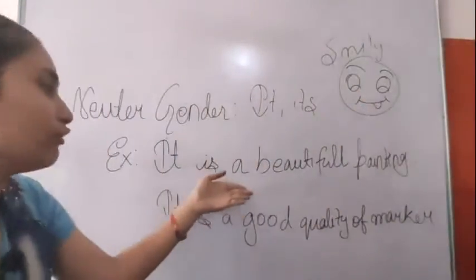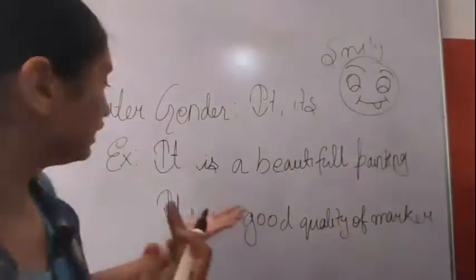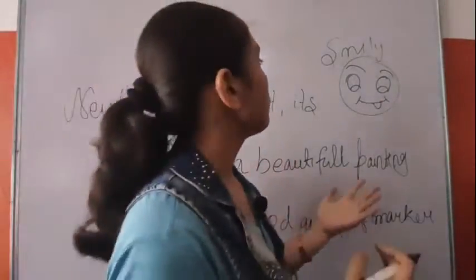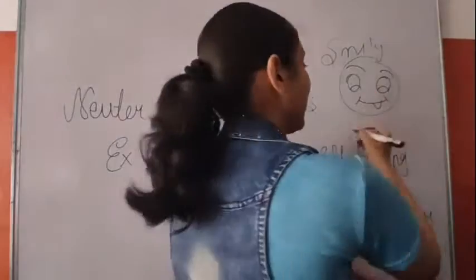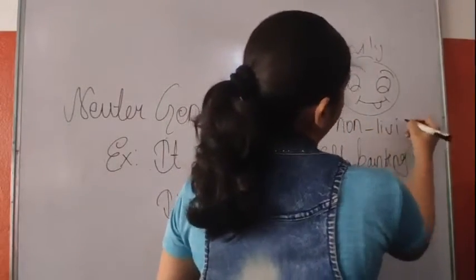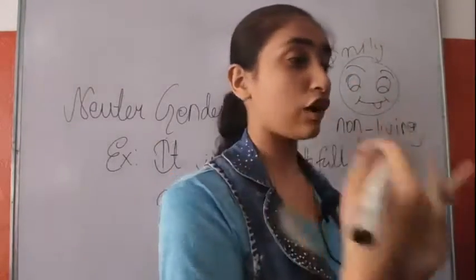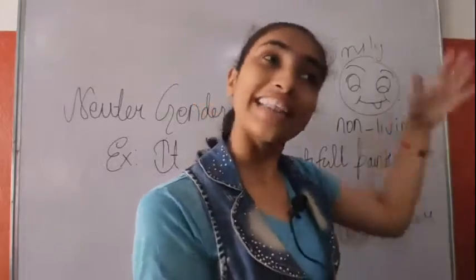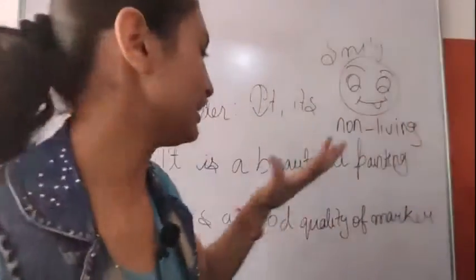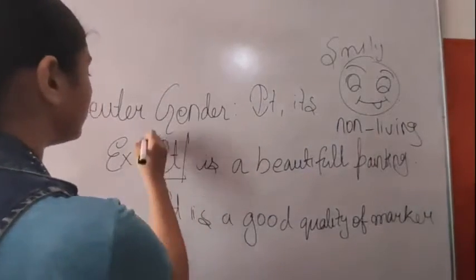This is for those people who are too weak in English. Now, it is a beautiful painting. So painting is a non-living thing. It cannot talk to me, it cannot breathe, it cannot walk, it cannot grow, so it is considered a non-living thing. And here it is neuter gender, it.